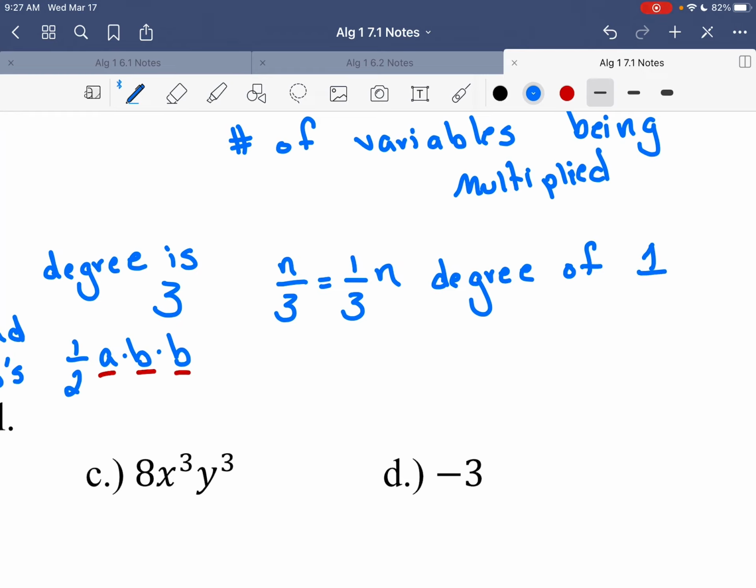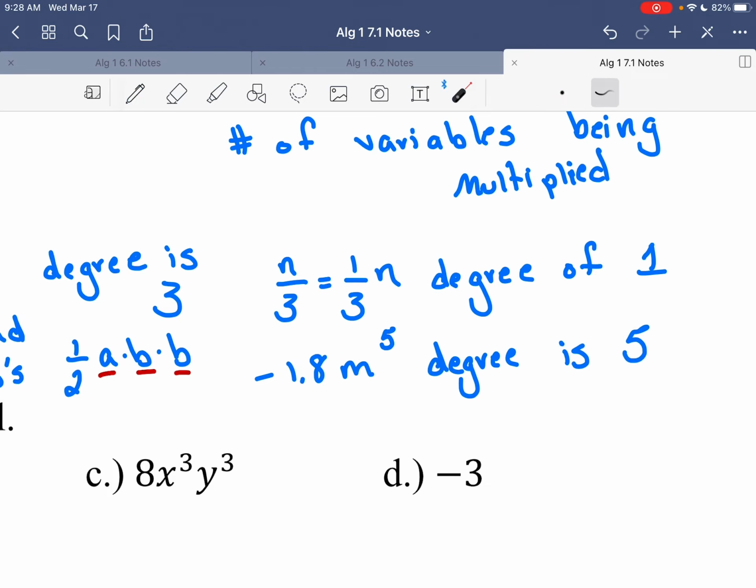One more, we have negative 1.8 m to the 5th. That's a monomial. I'm taking a number times variables, and the degree on this is 5 because there are technically 5 m's here. So if I was to write this out, we'd have negative 1.8 times m, 1, 2, 3, 4, 5. I'm multiplying 5 m's.